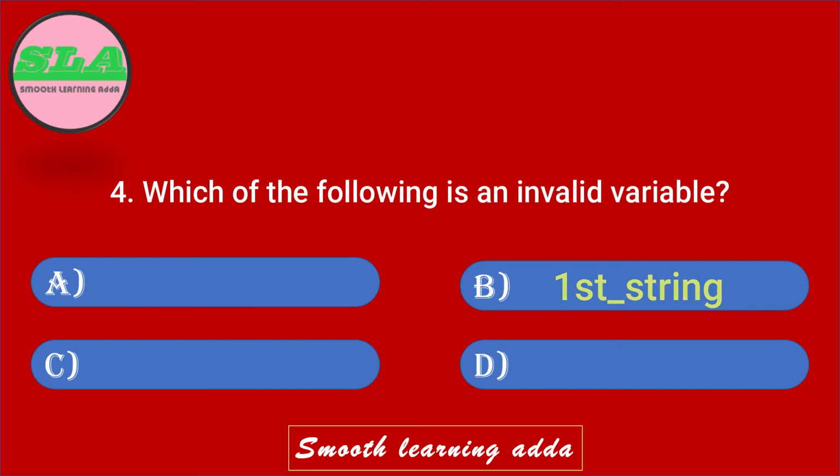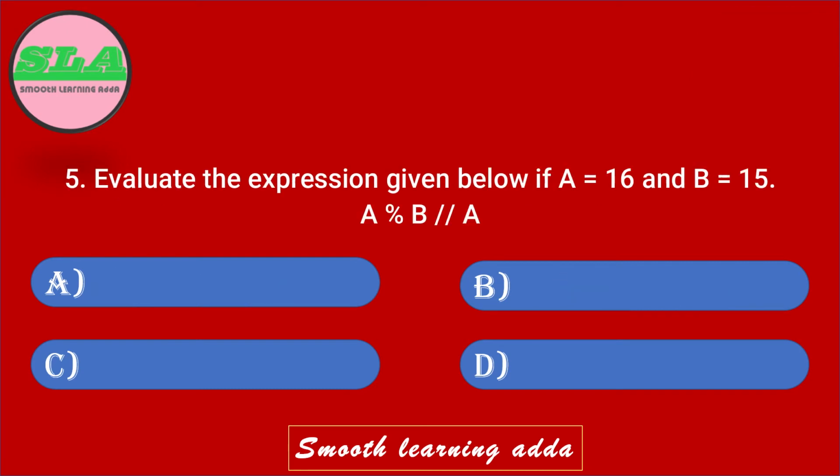Option B. first_string. Evaluate the expression given below. If a is equal to 16 and b is equal to 15, a mod b truncate division a. Option A 0.0, option B 0, option C 1.0, option D 1. Your time starts now.